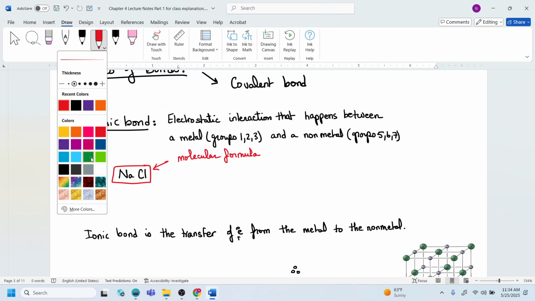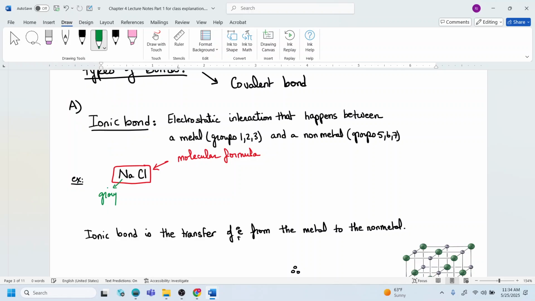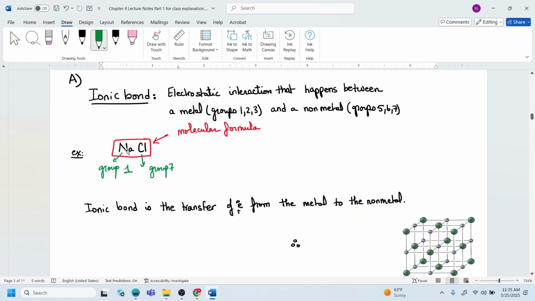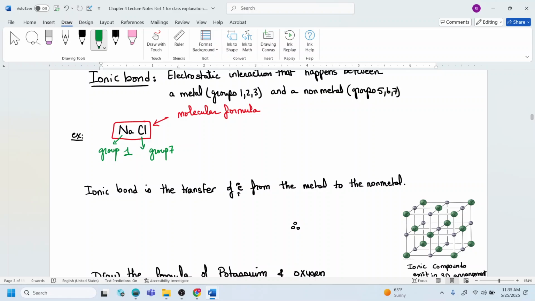Sodium is in group number 1, and chlorine is in group number 7, right? So in order for the sodium to bond with the chlorine, I know that sodium has one electron, right? Because it is in group number 1. Since it has one electron, it's going to go ahead and lose its electron. And when it loses its electron, it is going to become a positive charge. So sodium will become a positive charge.